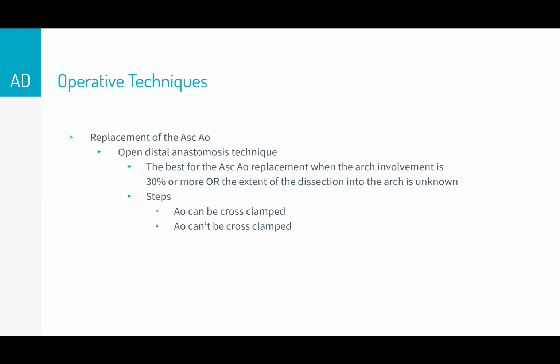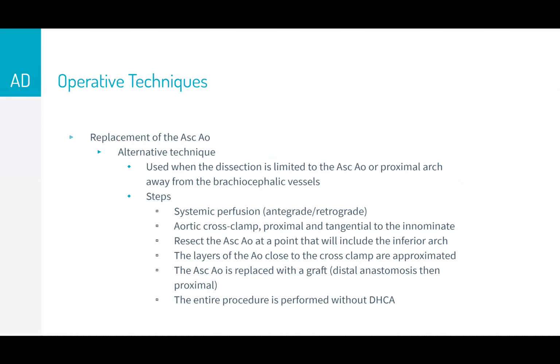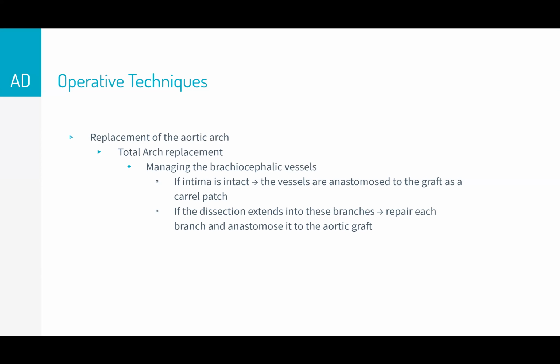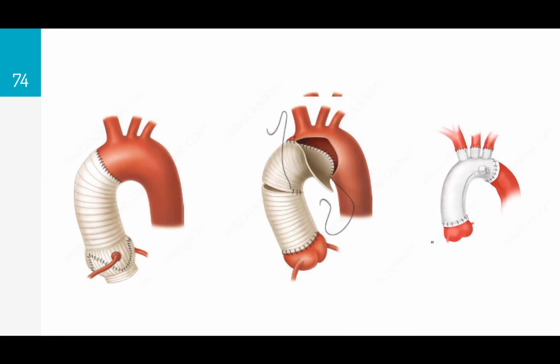After you finish the distal, you will start with the proximal, the same as we mentioned, by assessing the aortic valve and the aortic root involvement. This is also another way of replacing the ascending aorta. This is the hemi-arch and the total arch replacement. These are images depicting what I mentioned.